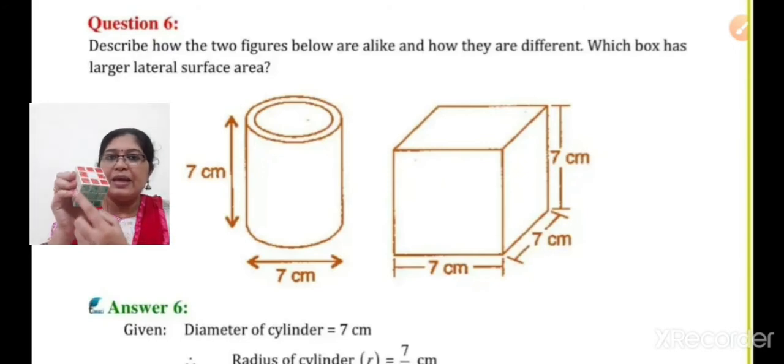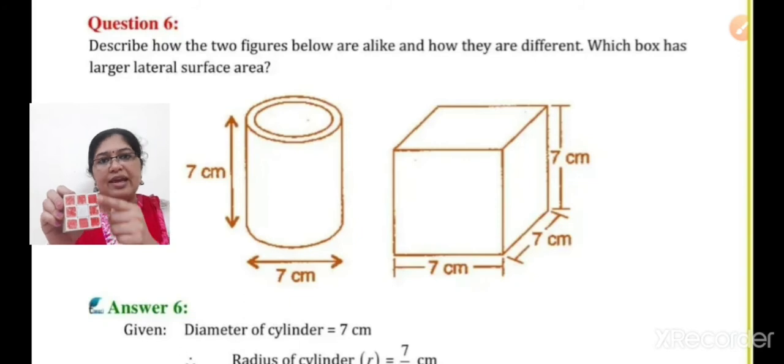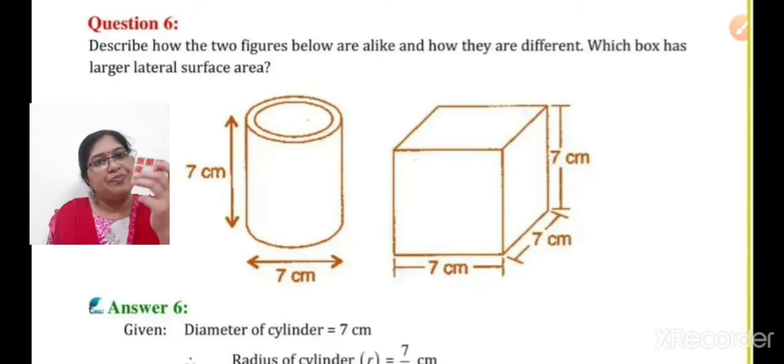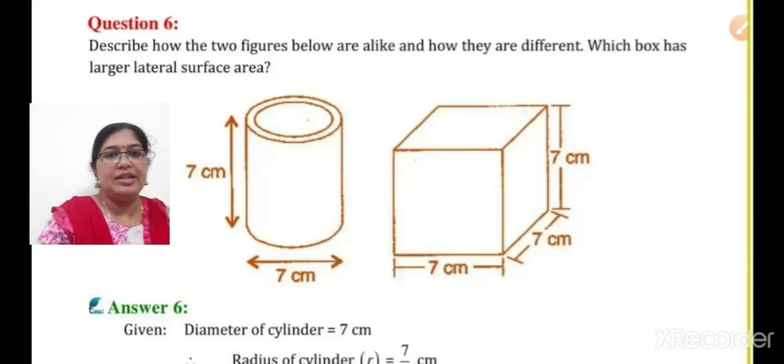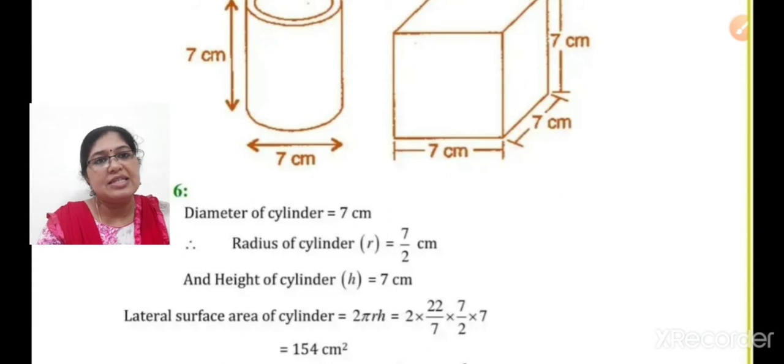Understood? Perimeter of the base into height. The perimeter of the base is 4 into L as it is a square. Perimeter into height, and height is also L only. So 4L into L, equal to 4L square, is the lateral surface area of the cube. Now let us find the solution. The diameter of the cylinder is 7 centimeter, so radius equals 7 by 2. The height of the cylinder is 7 centimeter.